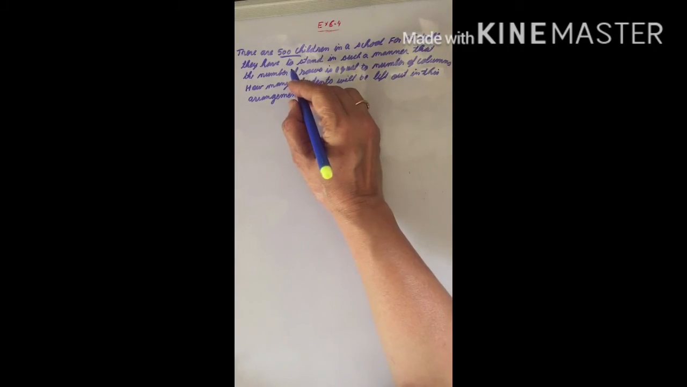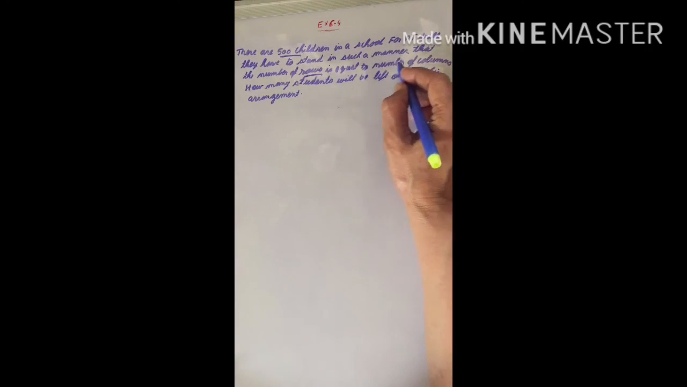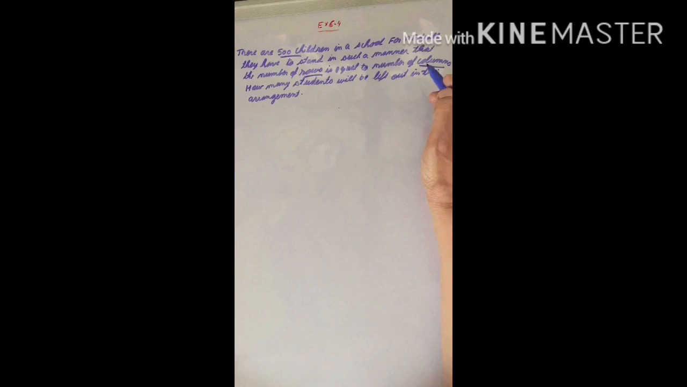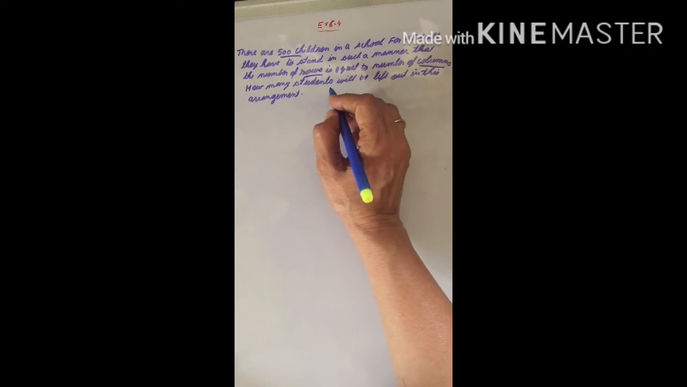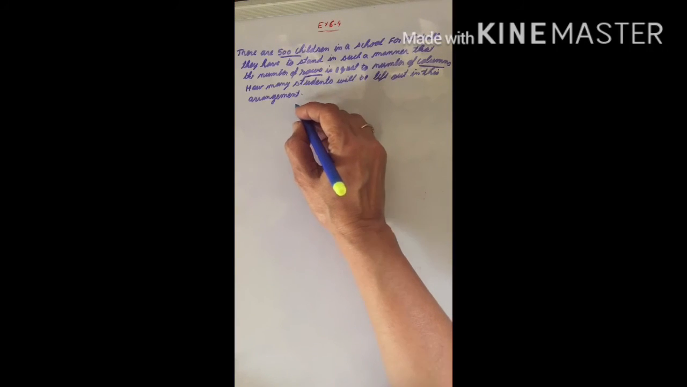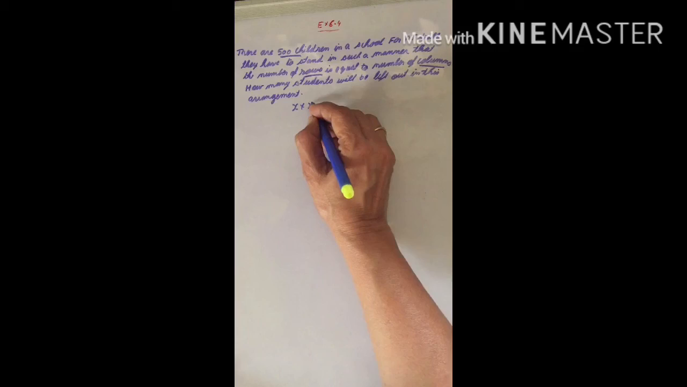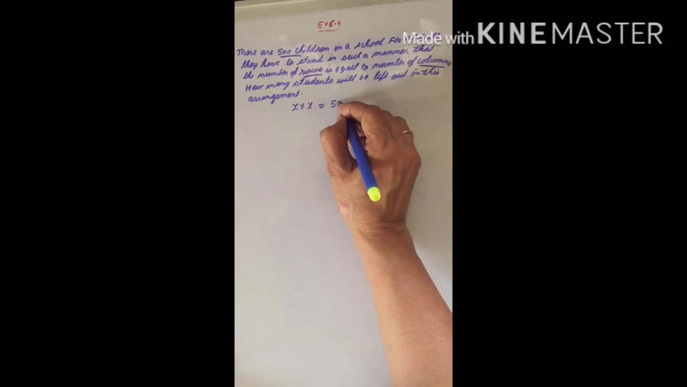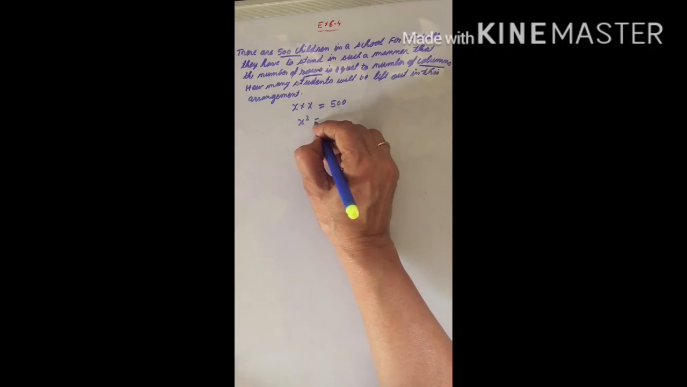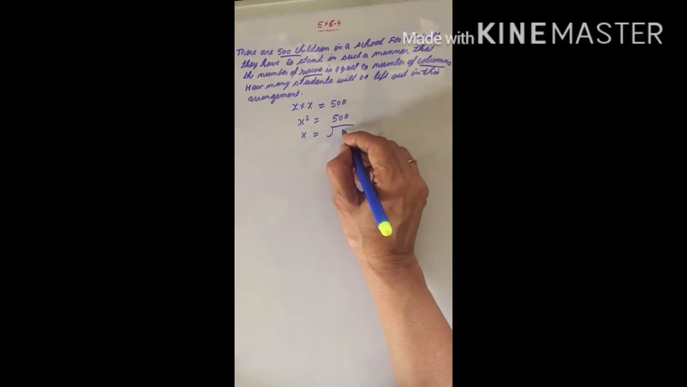For PT drill, they have to stand in such a manner that the number of rows is equal to the number of columns. The same thing. Now, how many students will be left out in this arrangement? Now, let us take that. Let the number of students in rows and columns be x into x. That is 500. It means x square is equal to 500. It means you will have to find the square root of 500.